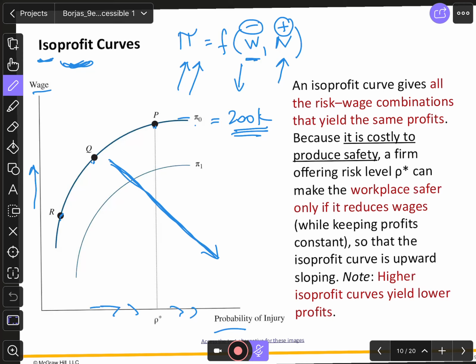The movement from isoprofit curve pi 0 to pi 1 implies higher profit. So a higher isoprofit curve yields lower profits. This one is the higher, it yields lower profit, or this one is the lower, it yields higher profit. Let me stop here and I'm going to continue in the next video.